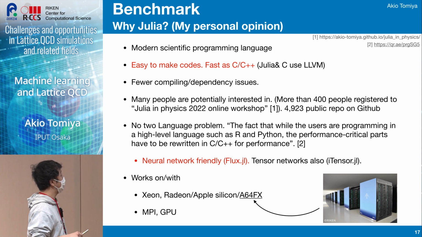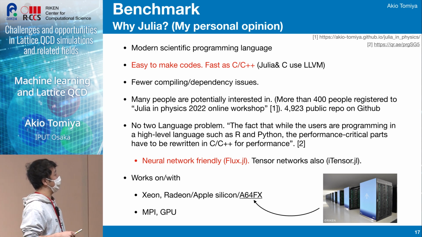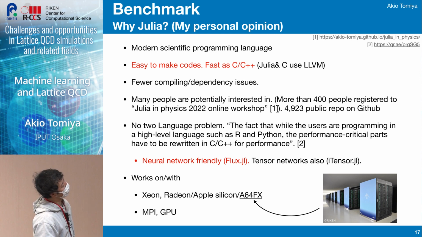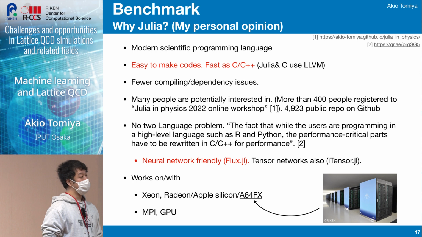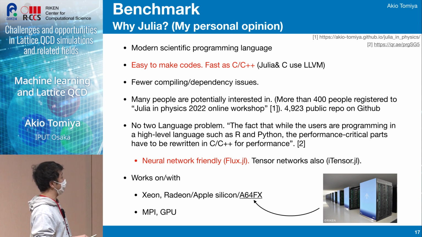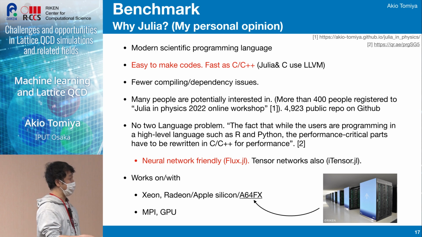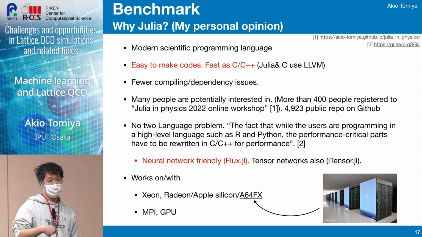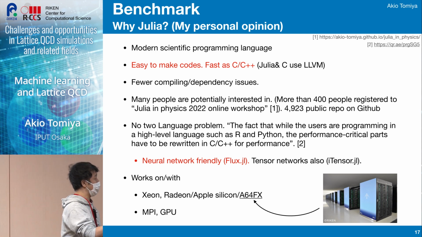And the third point is that many people are potentially interested in it. More than 400 people registered for the Julia in Physics 2022 online workshop. And I also found more than 5,000 public repositories on GitHub. And there is no two-language problem. We usually encounter the two-language problem, right? Users program in a high-level language, such as R or Python, and the performance-critical part has to be written in C or C++ for speed. So we have to rewrite our code in C++ because we need speed. But that is a problem because it could introduce bugs. So we should avoid this situation.